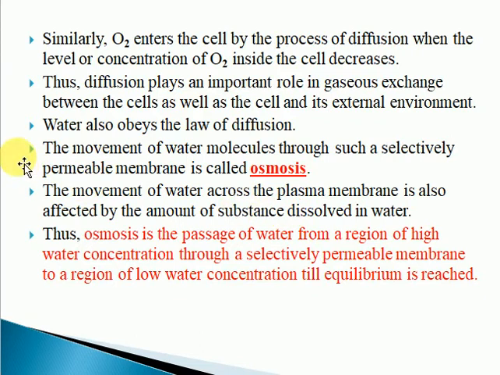Okay, so the movement of water molecules through a selectively permeable membrane is called osmosis, and the second definition is given here. Osmosis is the passage of water from a region of high water concentration through a selectively permeable membrane to a region of low water concentration till equilibrium is reached. Okay.